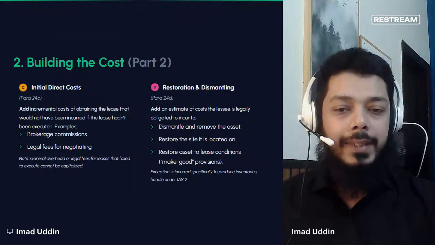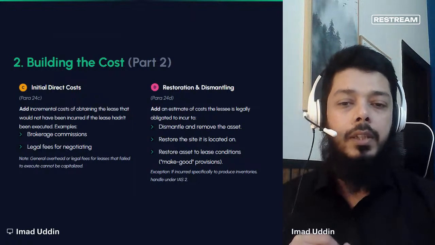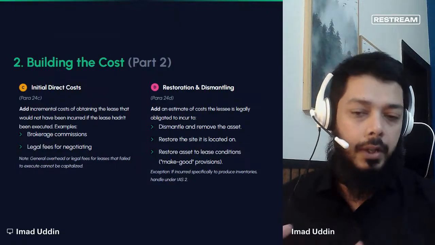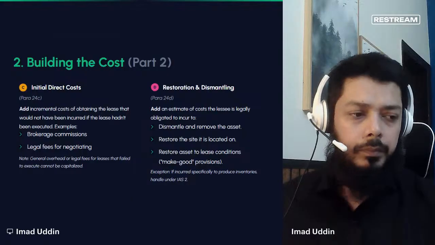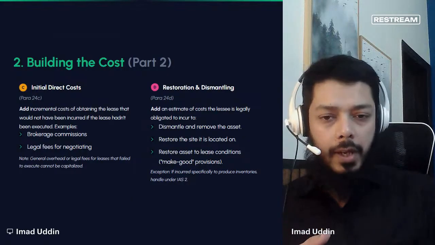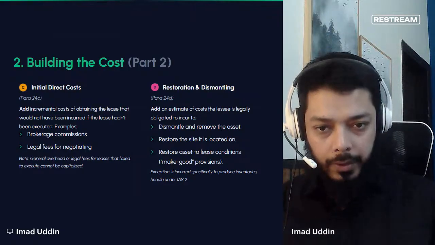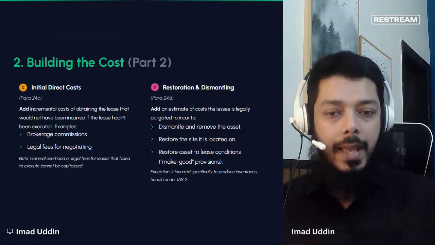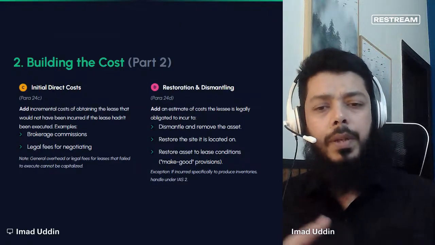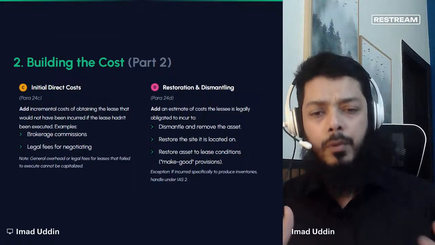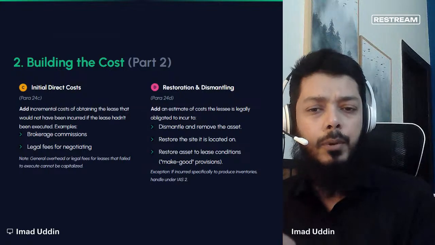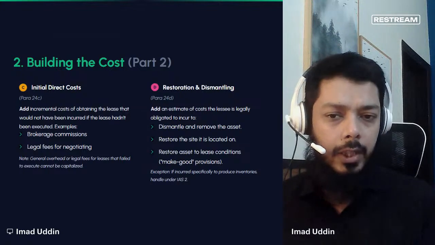Additionally, if the lessee has incurred initial direct costs, those costs are also added to the right of use asset. Why? Because we are going to benefit from that asset over a longer period of time. And so if we have incurred those costs specifically to obtain that asset, then just like in property, plant, and equipment, when we obtain an asset and we incur some cost to bring that asset to the location and condition, we add those costs to the carrying value of the asset.